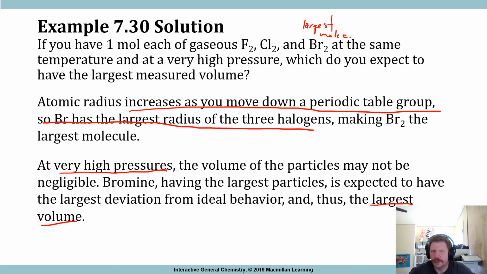So our question was, when you're comparing these 3, which is going to have the largest measured volume? What we needed to do was think about the size of those individual atoms, and therefore the size of the overall molecule. We figured out that Br2, based on the trend in the periodic table, is the largest of those 3 molecules. Therefore, it's going to have the largest volume and the largest deviation from ideal behavior.